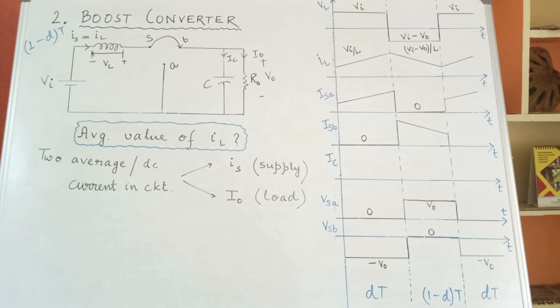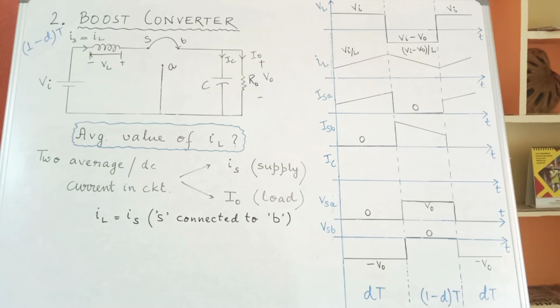Now the next question comes: what is the average value of the inductor current IL? There are two average or DC currents in the circuit. One is your source current, which is Is, and the other is your load current, which is given by I naught. Now look at the figure. If S is connected to B, what is the value of IL? The value of IL is nothing but Is.